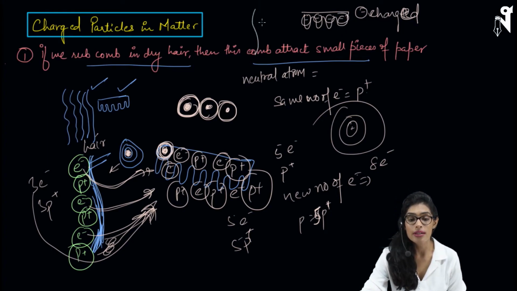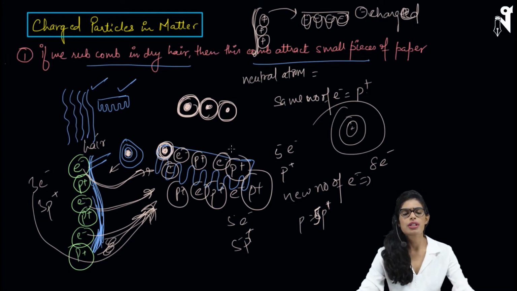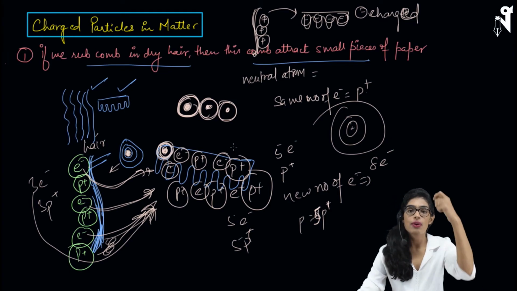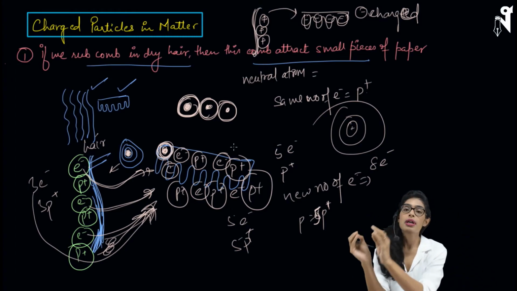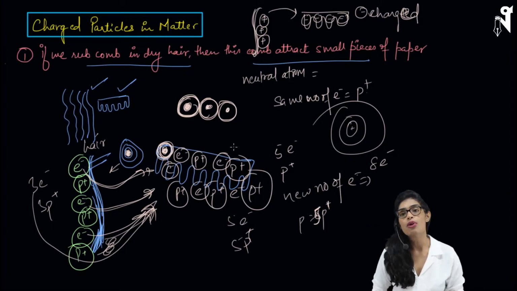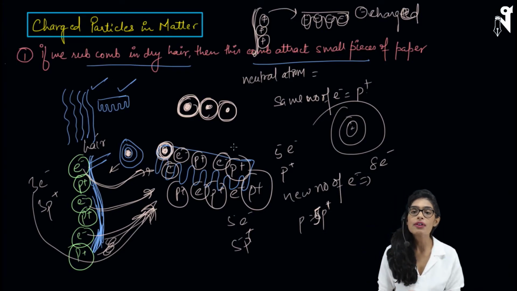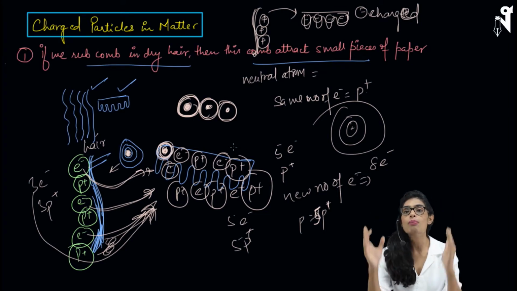Whereas the hair strand will have a positive charge because it has given electrons to the comb. So what we have inferred from this experiment, or this demonstration, is that when you are combing your hair, electrons of your hair are jumping on the comb, and now the comb has a higher number of electrons, which is making your comb charged.